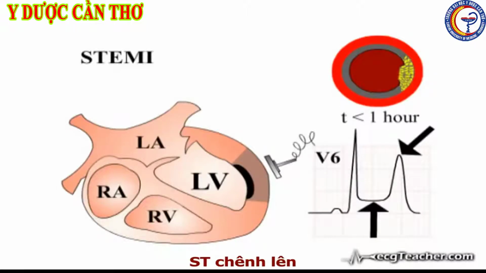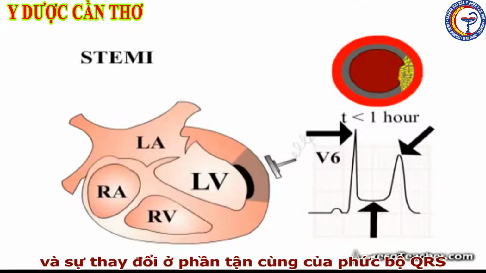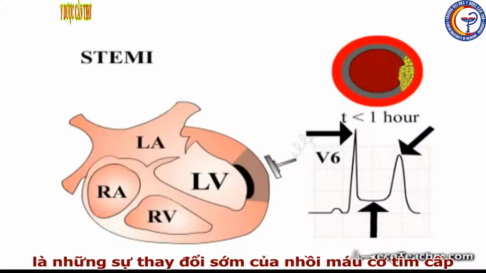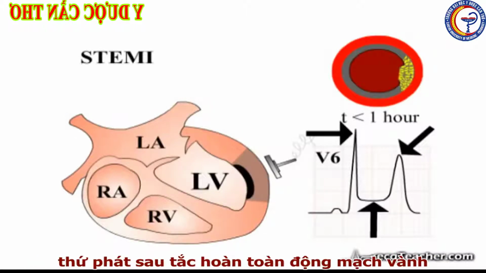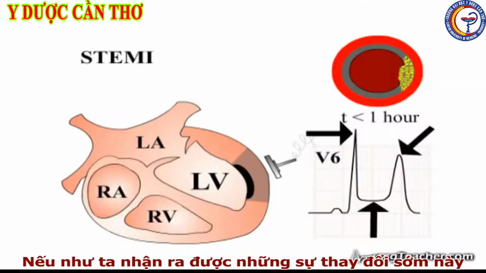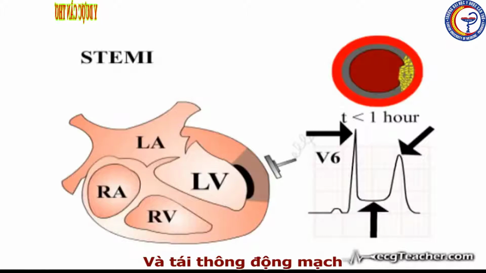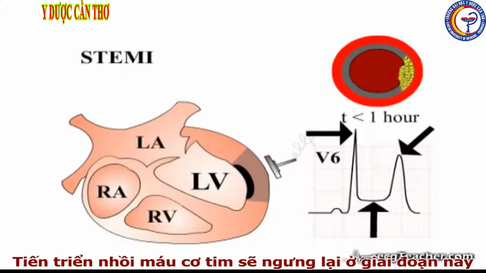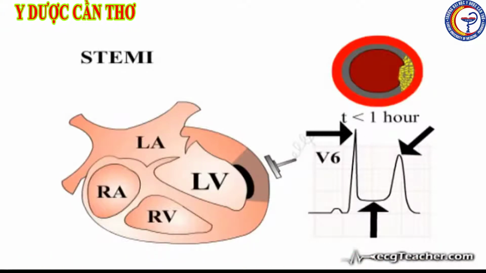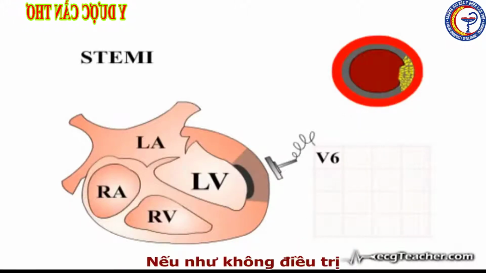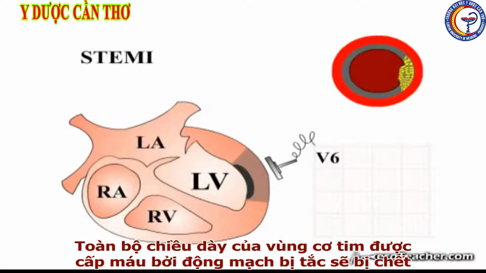Peaked T waves, ST segment elevation, and alterations to the terminal portion of the QRS complex are the early changes of acute myocardial infarction secondary to complete occlusion of a coronary arterial vessel. If these early ECG changes are recognized and the vessel reopened using either thrombolysis or direct coronary angioplasty, the progression of the infarction can be halted in its tracks and myocardium at risk of death salvaged. If left untreated, however, the full thickness of the region of myocardium supplied by the occluded vessel may die.